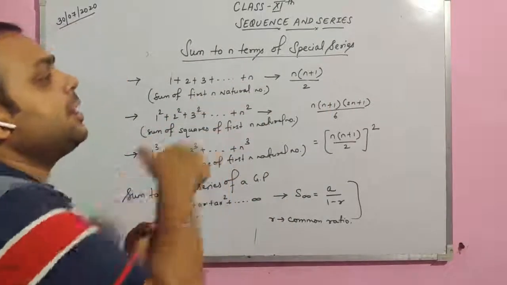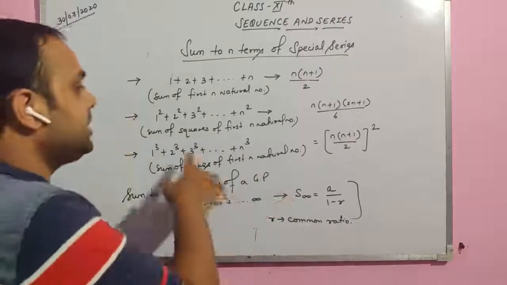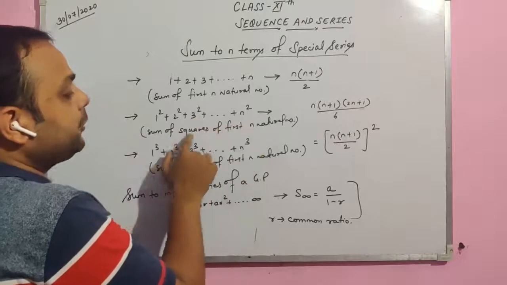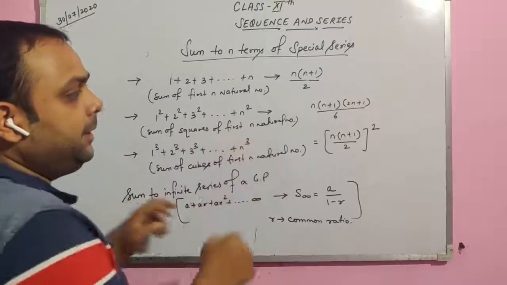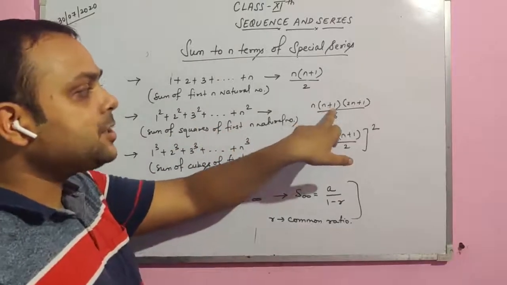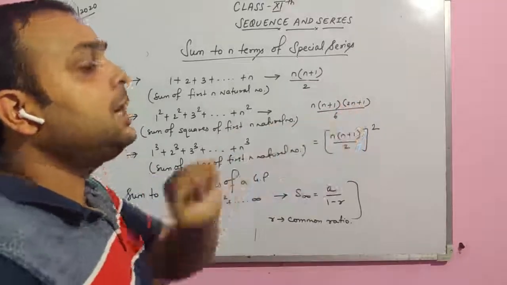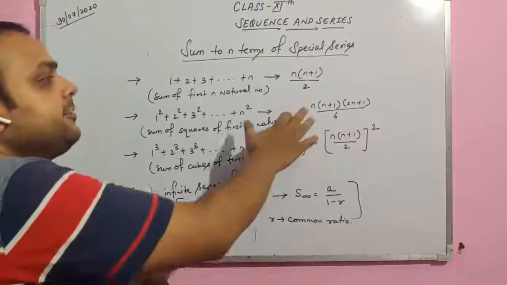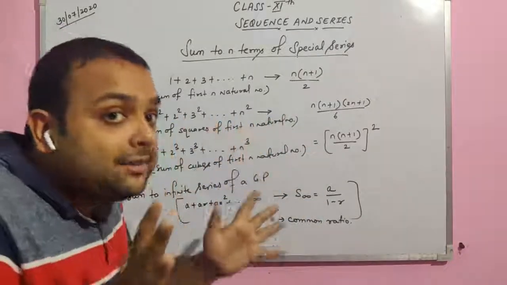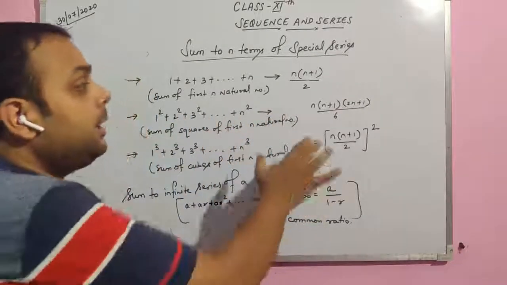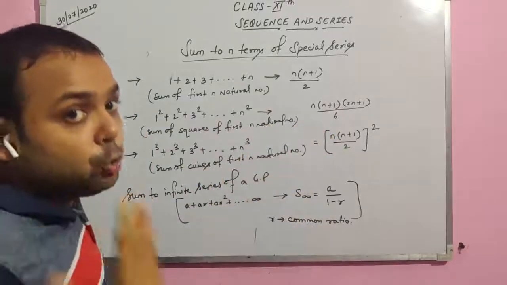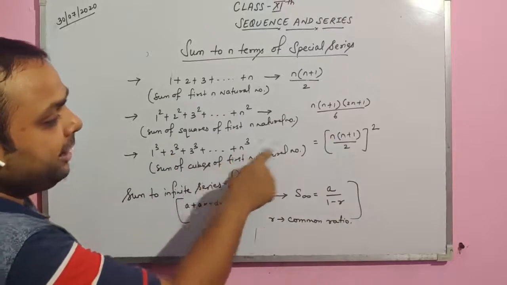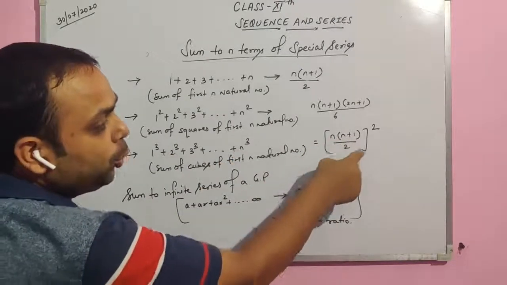Now if these natural numbers possess a square on it, which is 1 square plus 2 square plus 3 square up to n square, the sum of squares of first n natural numbers will be n multiplied by n plus 1 multiplied by 2n plus 1 upon 6. This will be for the sum of the squares of first n natural numbers, and the next will be the sum of cubes. So 1 cube plus 2 cube plus 3 cube up to n cube, we have n into n plus 1 upon 2 whole square.